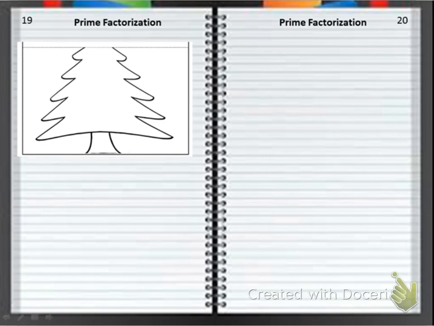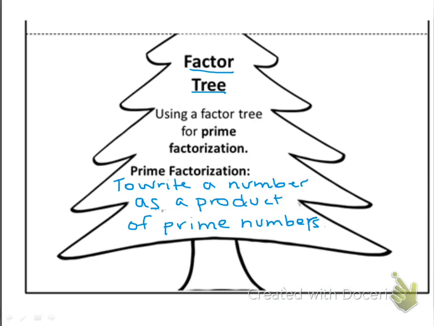Welcome to our video lesson of finding prime factorization of a composite number. You're going to take today's note on page 19, where we glued the tree foldable from yesterday. Alright, let's get started. First, can you write down our title, Factor Tree, on the outside of our foldable? Then, you're going to write the subtitle of Using a Factor Tree for Prime Factorization.